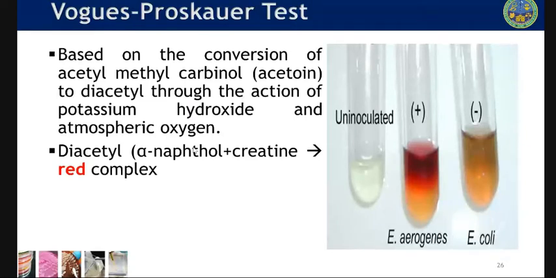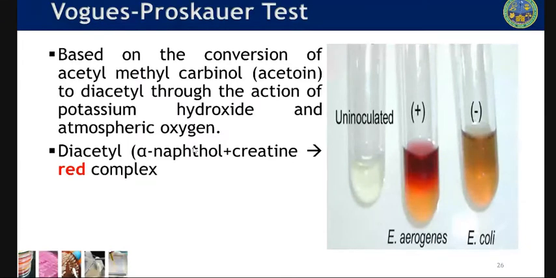Either way, it could be effective. But again, make sure that you have the same organism when two separate broths are inoculated. So this is now the VP test, as compared to mixed acid fermentation for methyl red. This is based on the conversion of acetyl methyl carbinol, or commonly acetoin, to diacetyl. This is due to the action of potassium hydroxide and the presence of oxygen. If you add alpha-naphthol reagent with creatine, it forms a red complex.